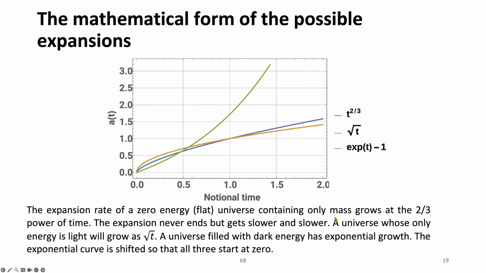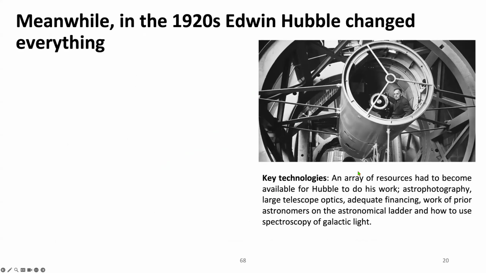And here's the calculation. If we have a universe that only has mass, it would grow according to this blue curve and get larger as a function of time with an exponent of 2/3. If the universe is only filled with light, of course, we wouldn't be here, but the universe would be following an expansion dictated by this orange curve. The universe would get bigger as the square root of the time or the age of the universe. Instead, what we find is this green curve, an exponential growth. And we'll be talking about that for the rest of today.